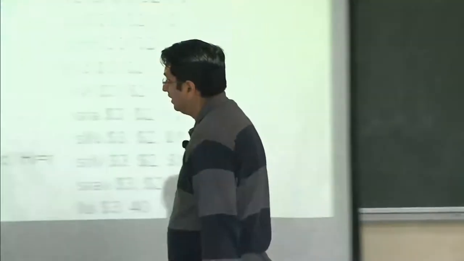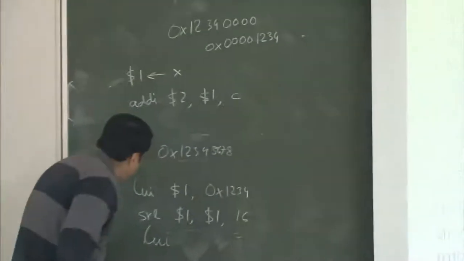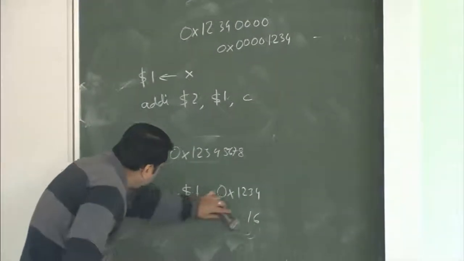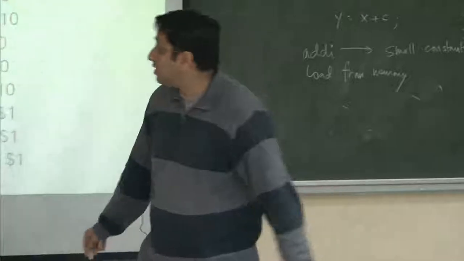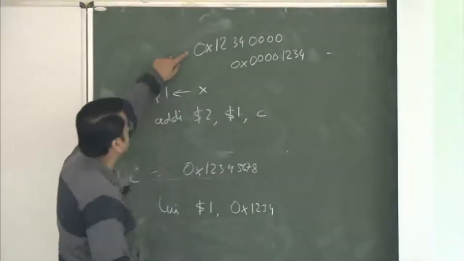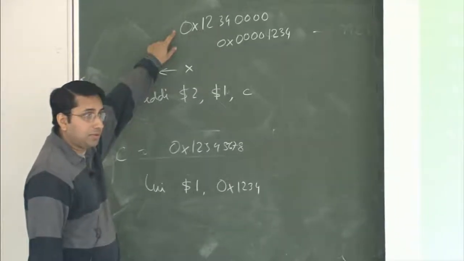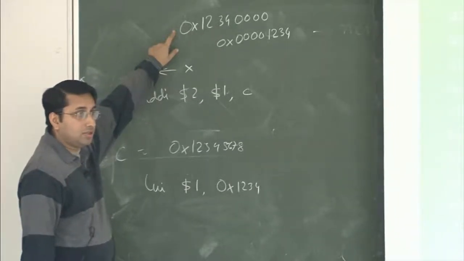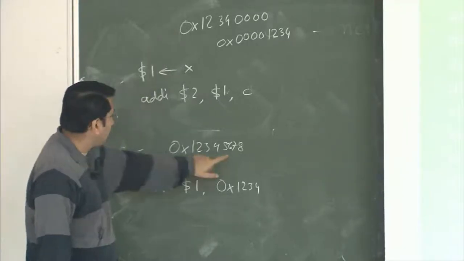So you can load the rest of the bits in another register? Any other register? How do I do that? LUI dollar two and the rest of the values. LUI dollar one 0x1234 will give you this particular content. Yes. Okay. Then you do a shift. How do I get 5, 6, 7, 8?